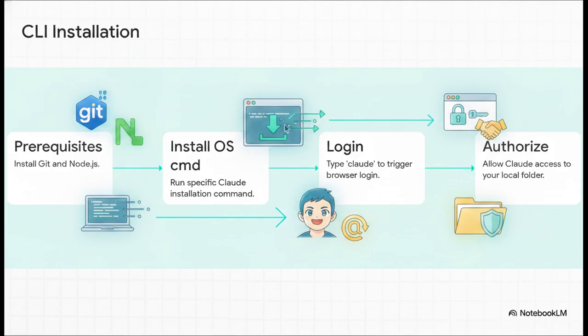Step 1, make sure you have Git and Node.js installed on your machine. Step 2, grab the specific installation command for your OS, Mac or Windows, from the documentation and run that in your terminal. Step 3, just type Claude and hit enter. That's going to pop open a browser window to authenticate your account. And finally, step 4, Claude will ask if you trust the specific folder you're currently working in. Say yes, and you're officially connected locally.